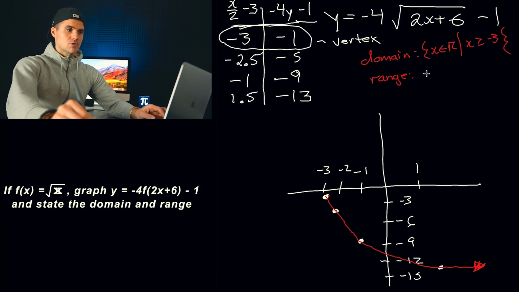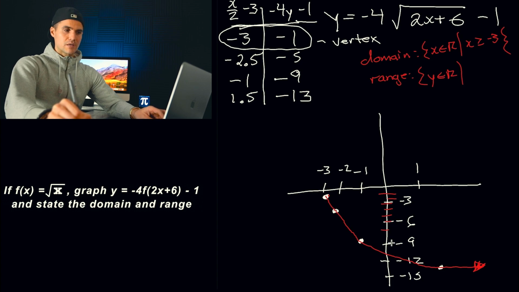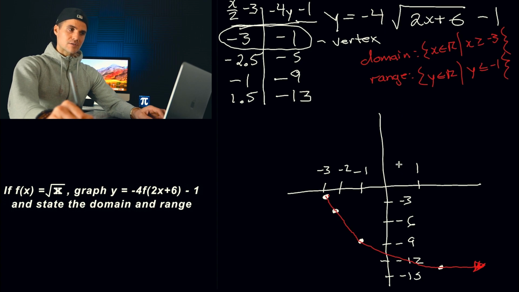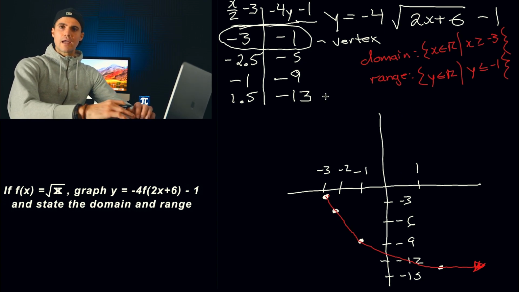And then the range, y is an element of the reals, and it's going to be all the y values that are less than -1, because the function is going down. It was reflected in the x-axis because of that -4. So it's going to be y is less than or equal to -1. And that ends up being the final answer. That's your graph, that's your domain and range.